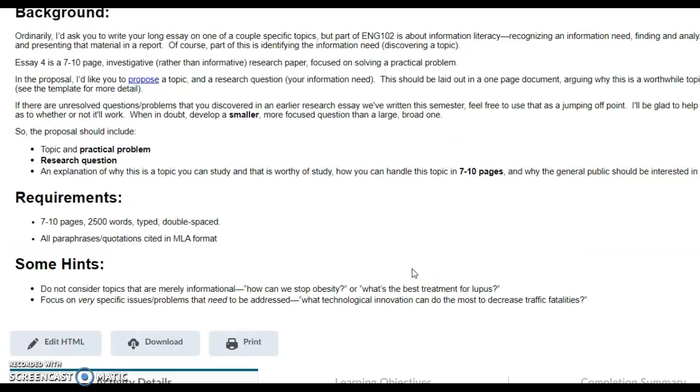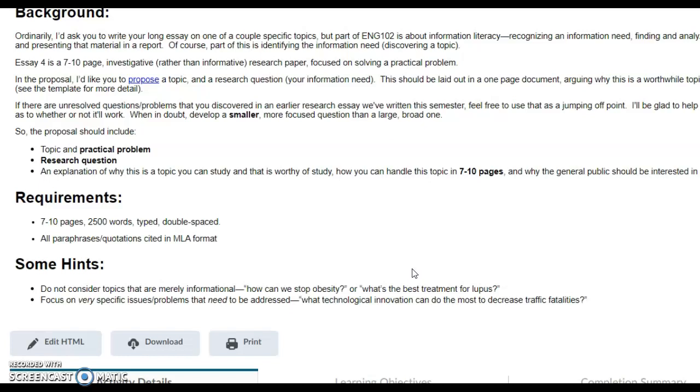So number one, some quick hints here. Don't consider topics that are merely informational. Like, how can we stop obesity? We know the answer to that: more exercise, fewer calories. What's the best treatment for lupus or pretty much any common medical ailment? Once you're diagnosed, doctors have a playbook. We know this is the best course of treatment. That's what science tells us. Showing more detail and sharing this with your audience is just informational.